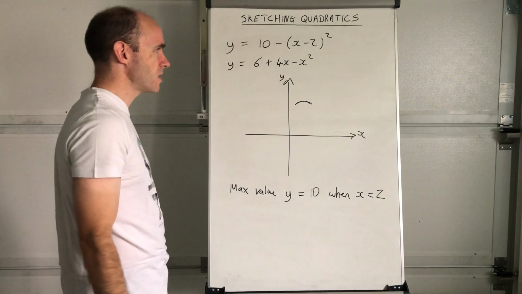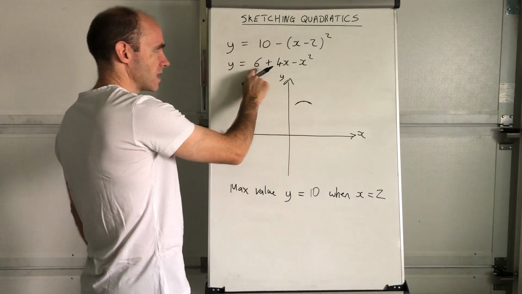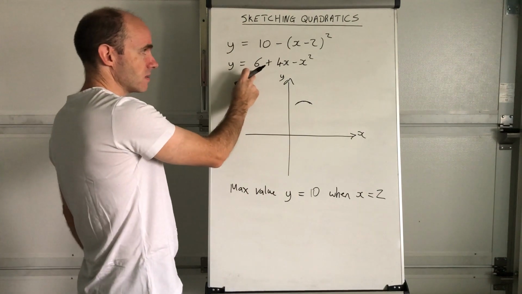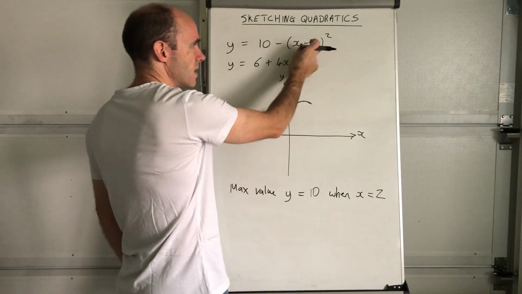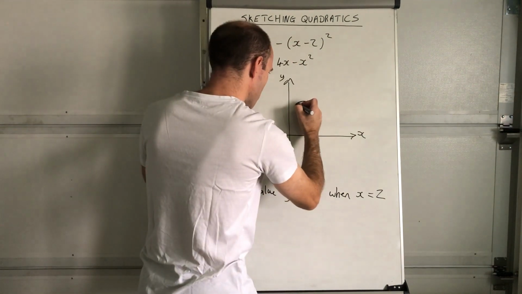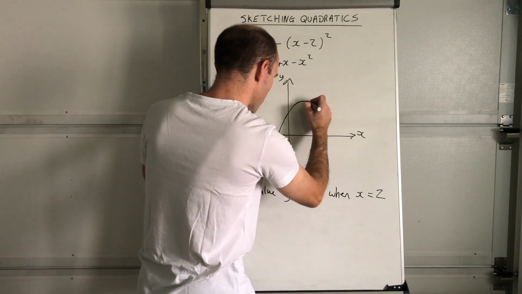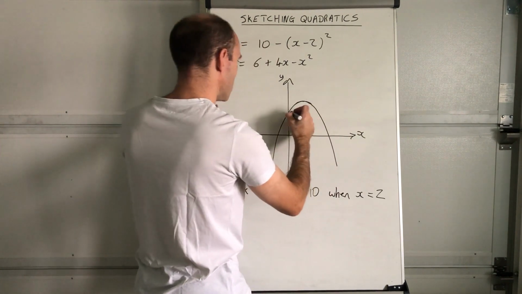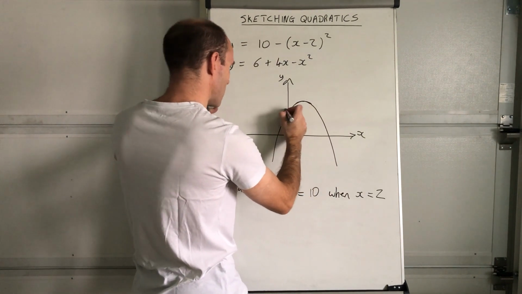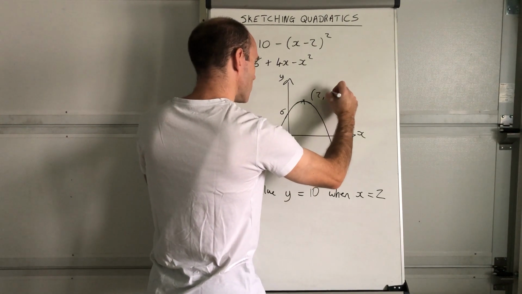What's the y-intercept going to be? Well, when x is 0, y equals 6. But if you didn't have that written out, of course, when x is 0, negative 2 squared is 4, and 10 subtract 4 is 6. So again, it's going to be 6. So you've got a y-intercept there, and I'm just going to keep the curve going downwards like that. The coordinates of the maximum point there are 2, 10.